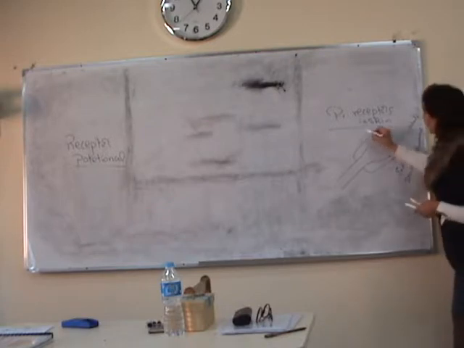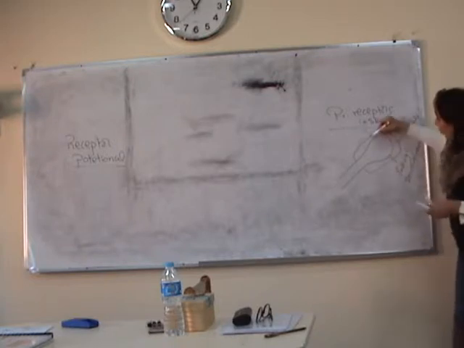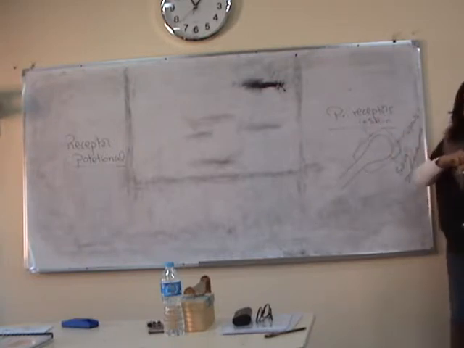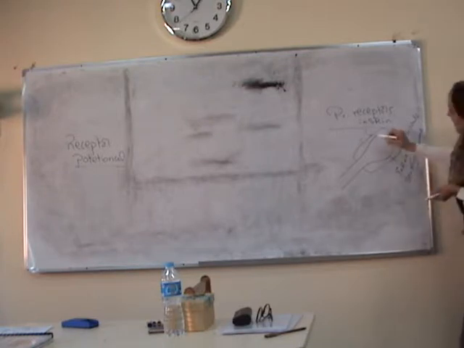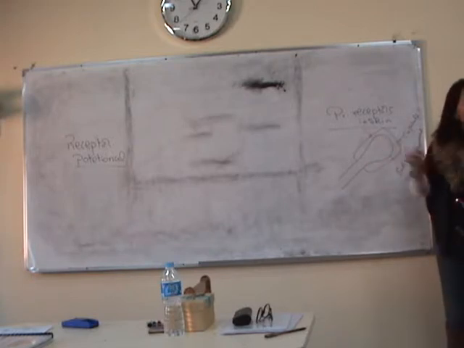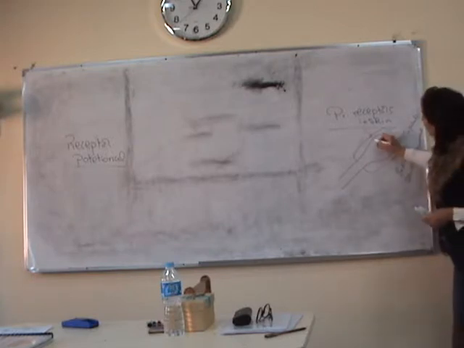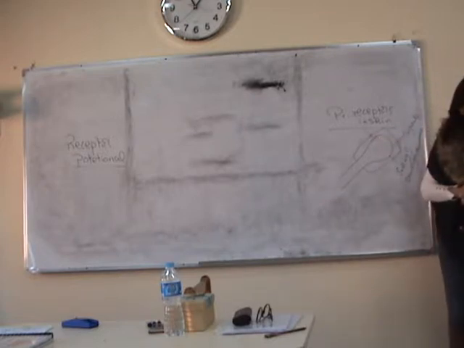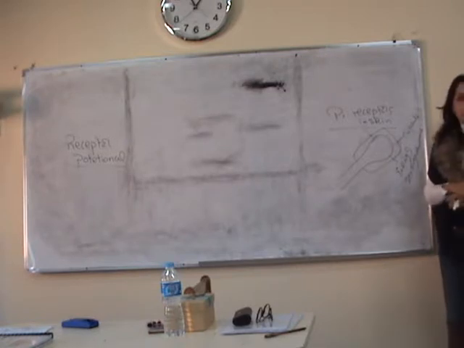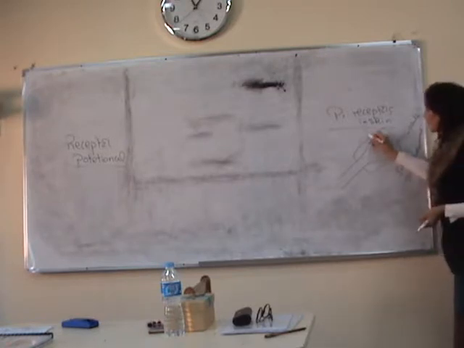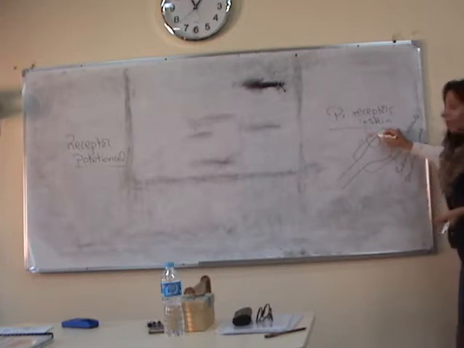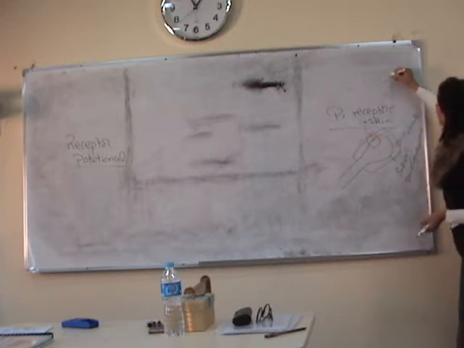When we apply pressure to the skin, this pressure will start to deform the capsule. It presses against the capsule, which presses against the ending of this neuron. This will deform the plasma membrane, and this will result in leakage of sodium ions into this area. Okay? Depolarizing this area. This depolarization that happens here is known as the receptor potential.